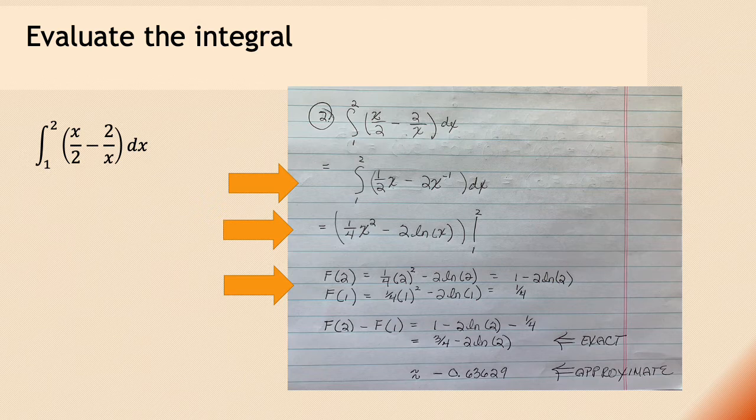And if you plug in 1, the lower boundary, you're going to get 1/4. Now if you do the subtraction, 1 minus 2 natural log of 2 minus 1/4, the exact answer is 3/4 minus 2 natural log of 2. Remember, in WebAssign, if there are no rounding instructions, you write the exact answer. If you're given rounding instructions, you would write the approximate answer. So you would plug that all into your calculator, get an approximate answer, and round it off to whatever is required.